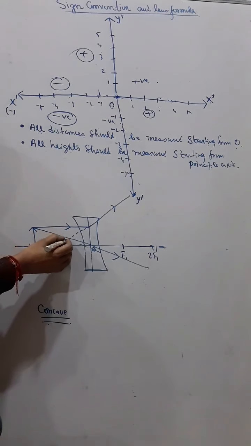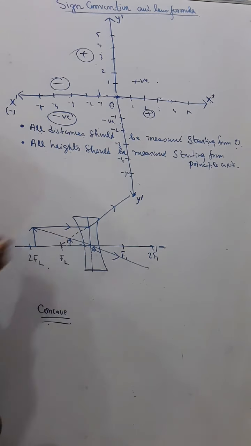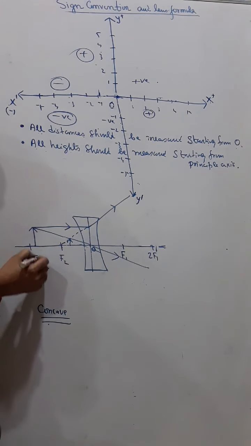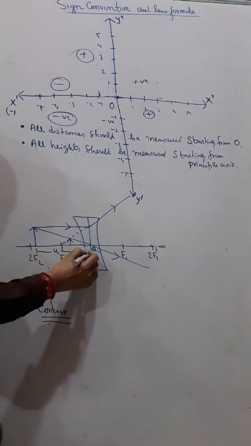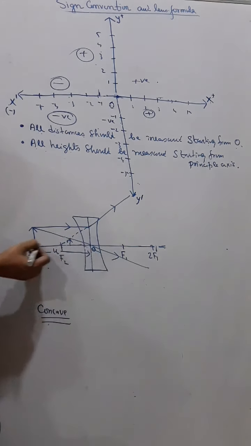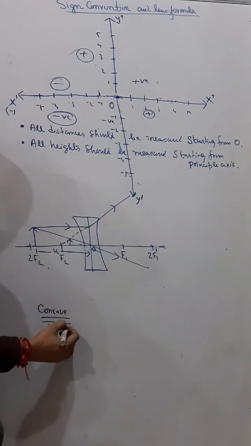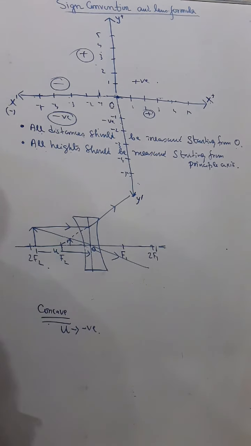So this is the image, here will be the image, so here is the image. Now let's see, now this is the object. If you remember, this is the object. So from here to here, this is object distance. So object distance from O to left side, so that means object distance is negative. So object distance is negative.